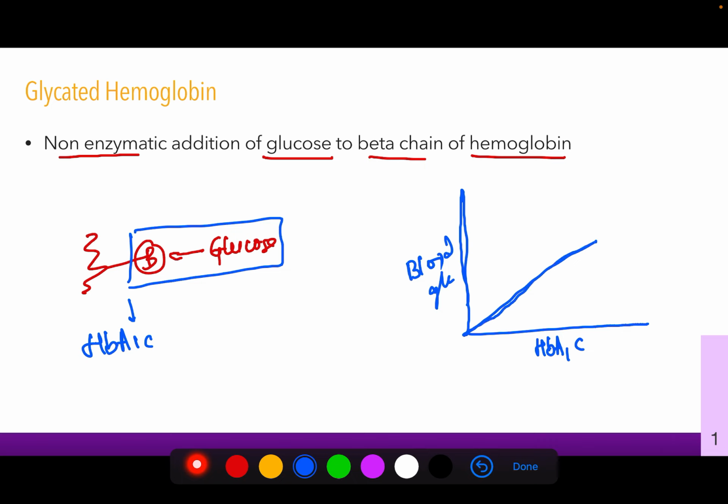What would happen if it was enzymatic? If it was enzymatic, then to one extent it would be linear, but once the enzyme got saturated, it would become a plateau. This is not the case in glycated hemoglobin. So understanding that this is a non-enzymatic addition is also very important.